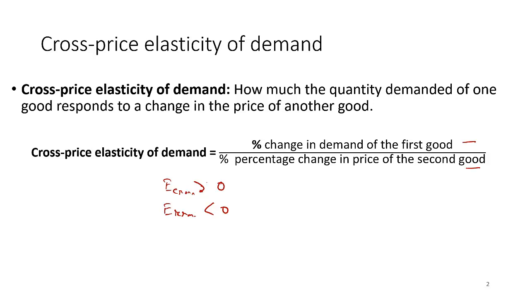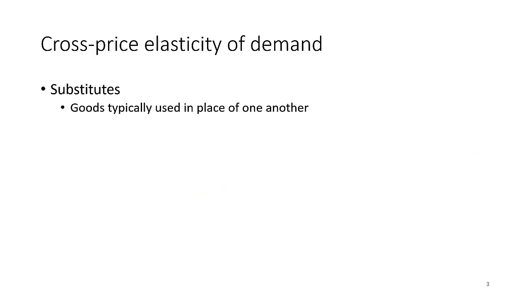And it has implications. So how to interpret this? If goods are substitutes, goods which are typically used in place of another, they have a positive cross price elasticity. For example, as I said, if the price of the Samsung phone increases, quantity demanded of the iPhone will increase. On the other hand, they may be complements.